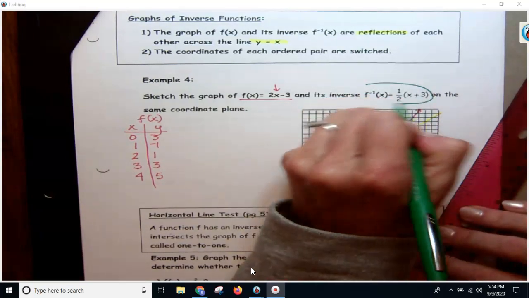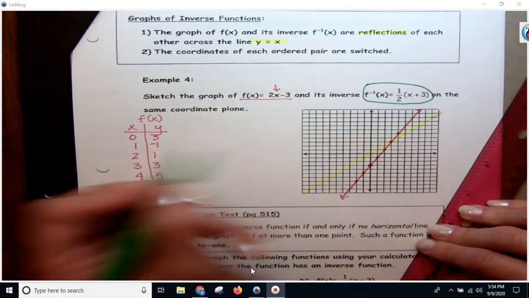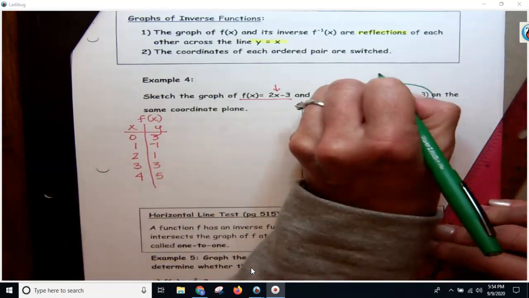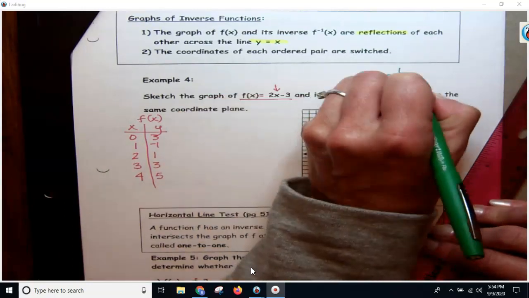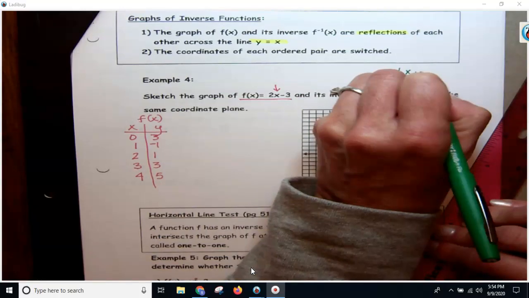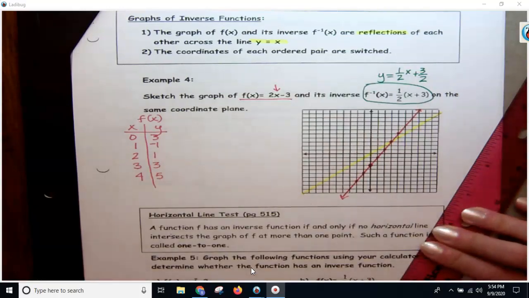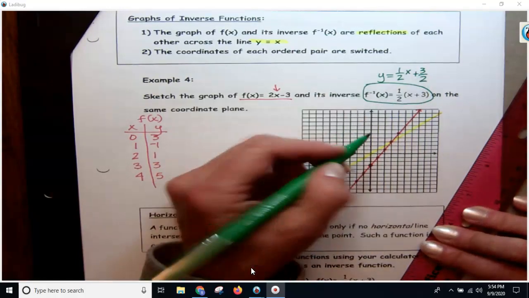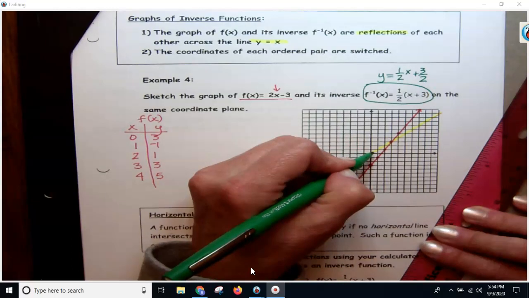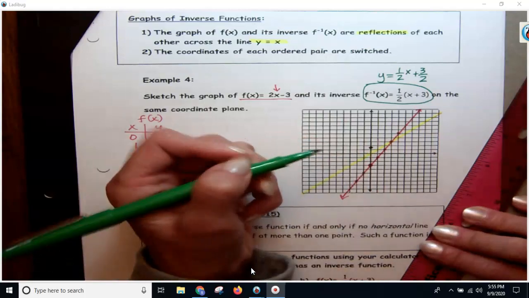So my inverse graph is going to be in green. How do I do that? Well, I know that if I put this in y equals mx plus b form, I would have to distribute the 1/2 and get this. So my y-intercept is going to be at 1.5, so right here, right?